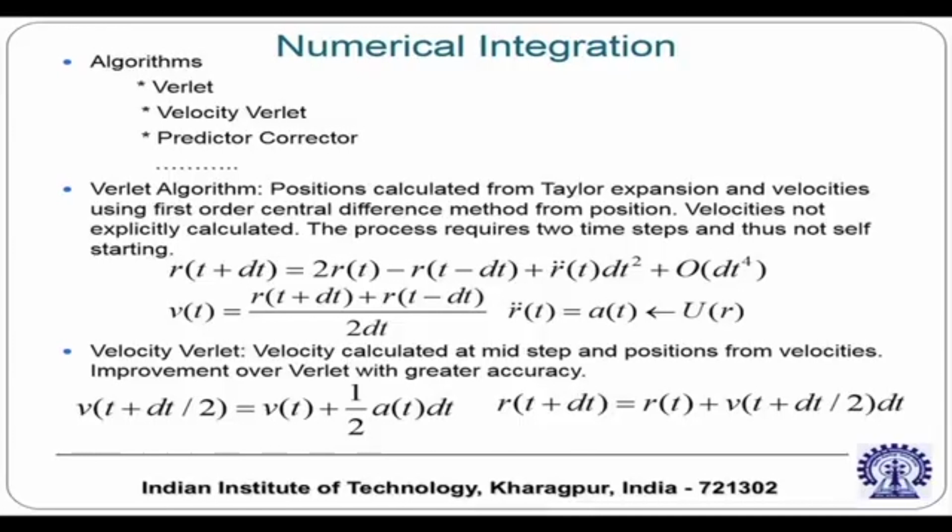There is a plus minus sign problem here, I think. It is basically the difference: r(t+Δt) minus r(t−Δt), not plus, divided by 2Δt. So it is just like a finite difference calculation. Then velocity Verlet, where the velocity is calculated at mid step and positions for velocities, is an improvement over the Verlet with greater accuracy. This is just like the leapfrog type of algorithm that I have discussed earlier.